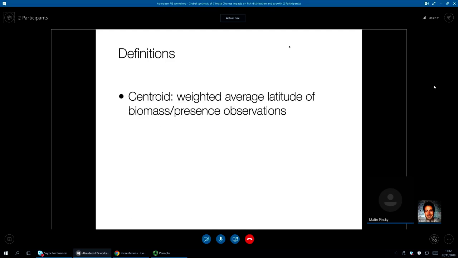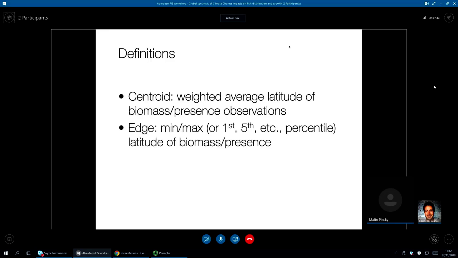So in terms of actually calculating these sort of summaries of a species range, we have weighted average latitude of biomass, or you can do it in terms of presence. The edge is a bit tricky.